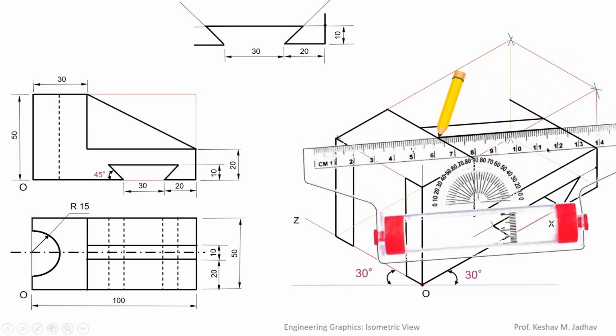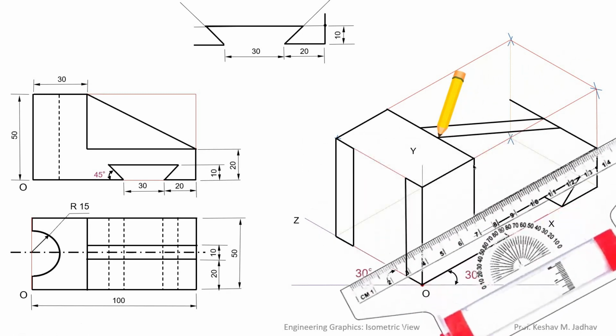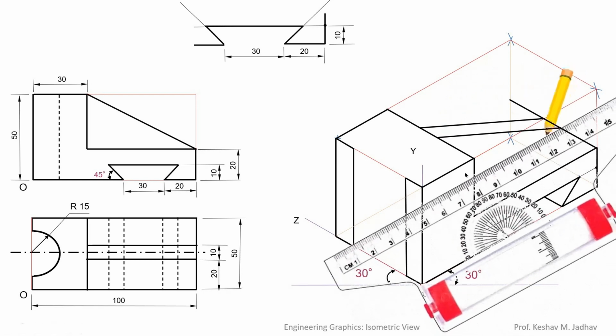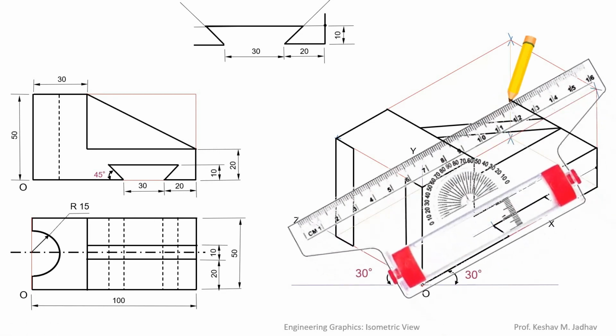Now let us draw the corner of this rib. It will be parallel to x-axis. So from this end we can draw that corner like this. Now from this end also there is a horizontal line which is parallel to x-axis. So from this end we can draw a line like this.